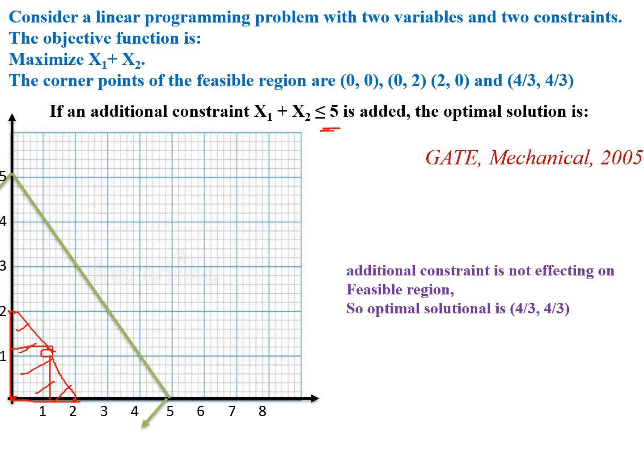So our optimal solution is (4/3, 4/3). Why? Because at (4/3, 4/3) we get the maximum value of the objective function. So the answer is (4/3, 4/3).